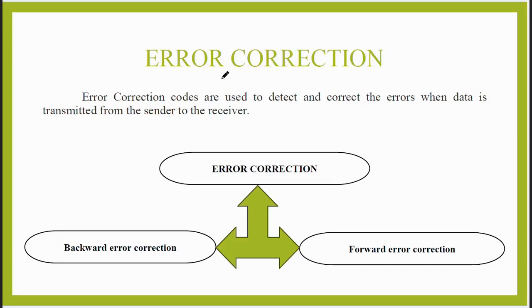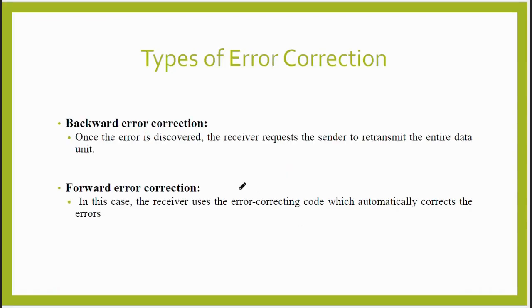Now let's see about error correction. Error correction codes are used to detect and correct errors when data is transmitted from the sender to the receiver. It is of two types: backward error correction and forward error correction. In backward error correction, once the error is detected, the receiver requests the sender to retransmit the entire data unit. In forward error correction, the receiver uses an error correcting code which automatically corrects the error.